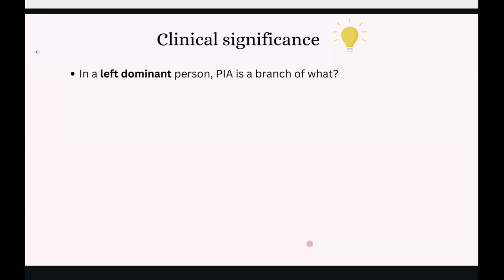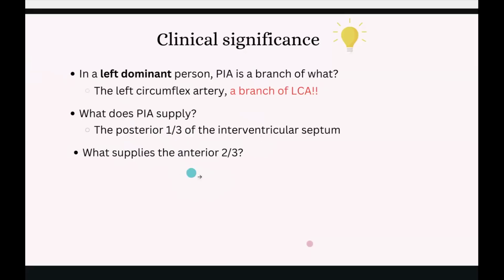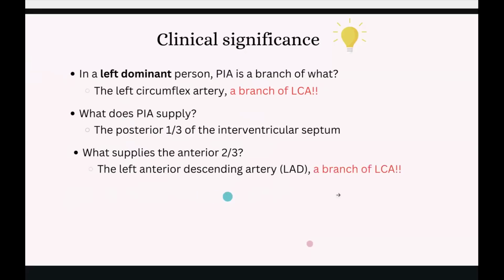Okay, so in a left dominant person, PIA is going to be a branch of the left circumflex, which is a branch of the left coronary artery. Now, what does PIA supply? Normally, in all situations, PIA always supplies the posterior 1/3 of the interventricular septum. And what supplies the anterior 2/3? Usually, the left anterior descending, which is a branch of the left coronary artery.